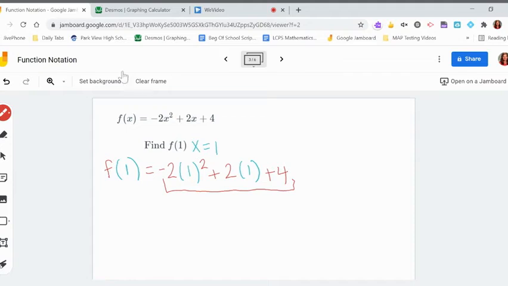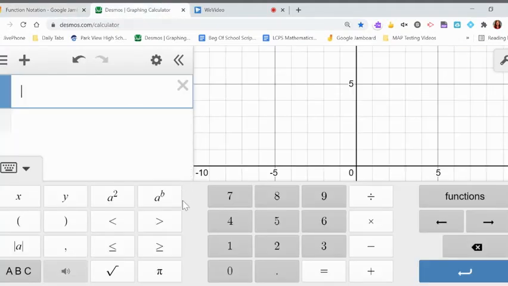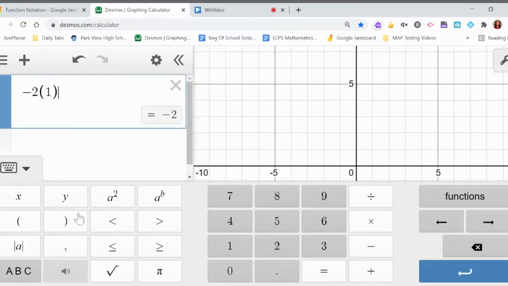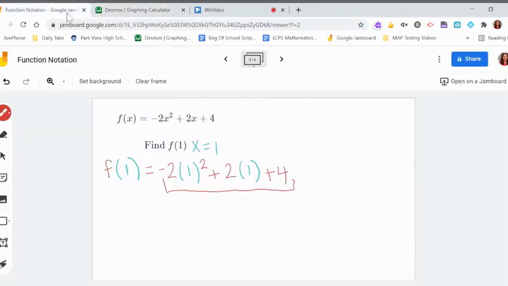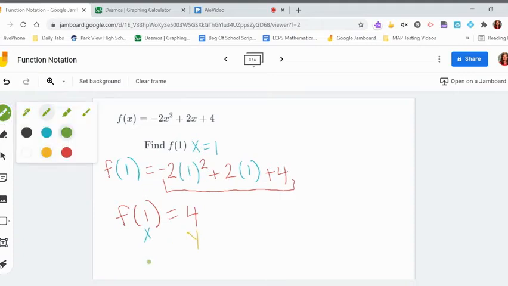So if you don't know how to do this, you can come over to your Desmos calculator and you can type in exactly what you see. Negative 2 parentheses 1 squared plus 2 parentheses 1 plus 4. And you get 4. So I have f of 1 is equal to 4. Okay, this is my x. This is my y, and I can write it as the point 1, 4. Okay, your x and your y. Again, Delta Math, I think, is just going to want this 4 here, but this is your ordered pair. In went the 1, out came the 4.